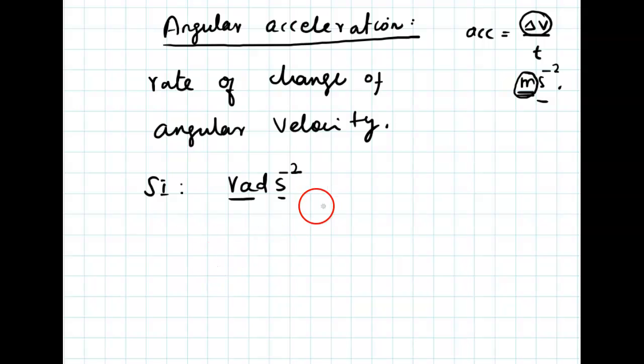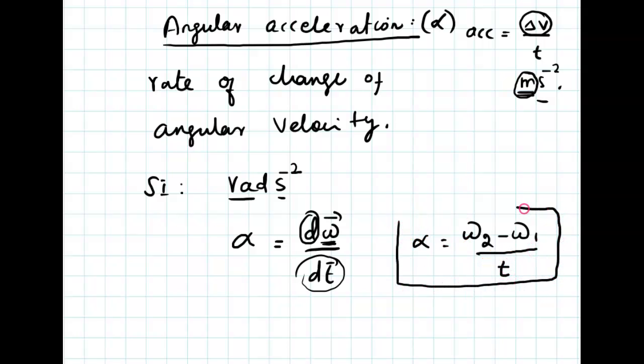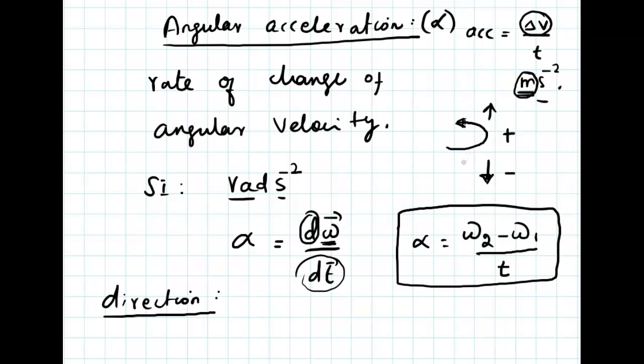And here the symbol for angular acceleration is alpha. Alpha is equal to the rate of change of angular velocity, d omega by dt. So alpha we can write as change in velocity, final angular velocity minus initial angular velocity, divided by the time taken. This is a formula.